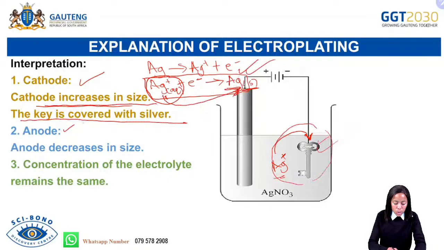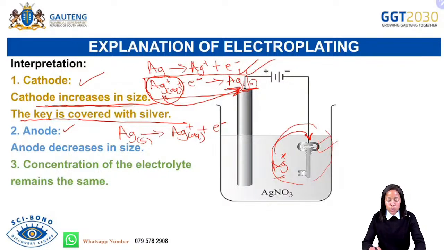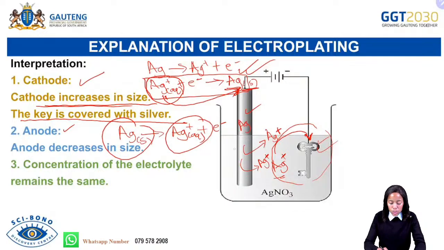And then now when it comes to the anode, so this is your half reaction when it comes to the anode. So when it comes to the anode, where are we moving from? We are moving from the solid, which is the electrode. And where are we moving to? We are moving into the electrolyte. So if we are moving from the solid, which is the electrode, to the electrolyte, we are therefore going to do what? The anode is going to do what? Is going to decrease in size.